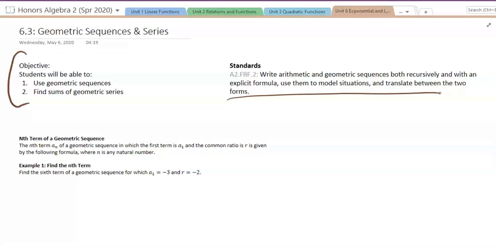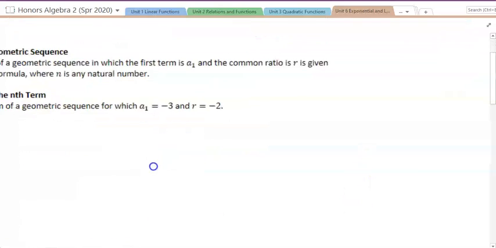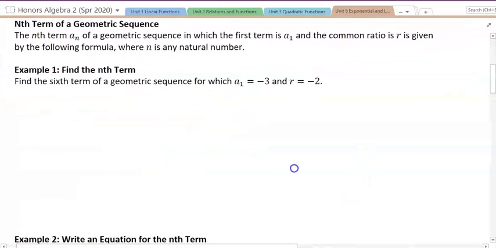So you'll see that the standard doesn't specifically address series. It does mainly work on sequences, but series are related. And so let's look at a definition here that we need to know.